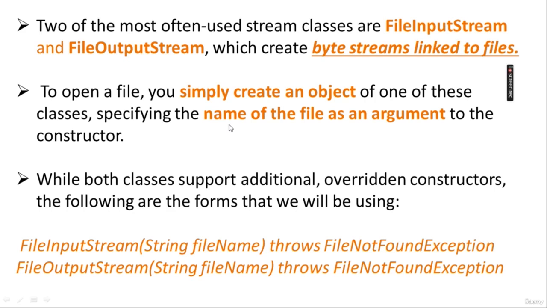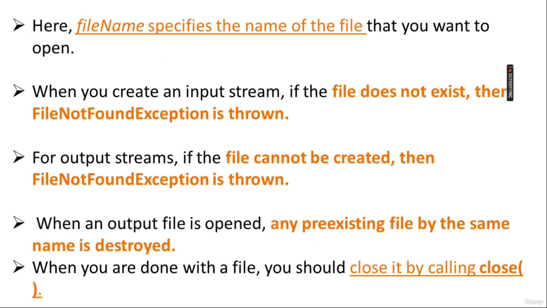While both classes support additional overridden constructors, the basic constructors are FileInputStream with a String fileName and FileOutputStream with a String fileName. Both will throw FileNotFoundException. The file name specifies the name of the file that you want to open. When you create an input stream, if the file does not exist, then FileNotFoundException is thrown. For FileOutputStream, if the file cannot be created, then FileNotFoundException is thrown.